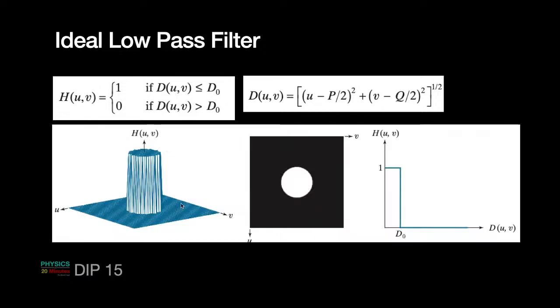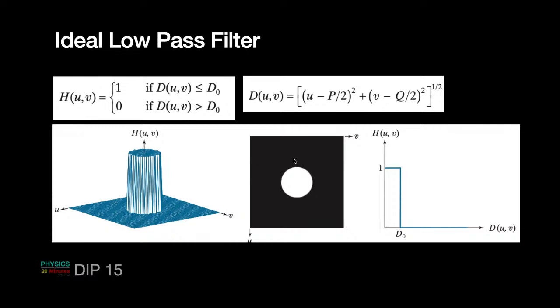Graphically, this is how it will look. This is H plotted in the UV plane. Remember, the filter is designed and applied in the frequency domain, which is the UV plane and not the XY plane. So this is the center of your UV plane. All these pixels which are within a certain distance from the center are retained. This value is 1, the rest is 0. So all you have to do is multiply H with the original image.